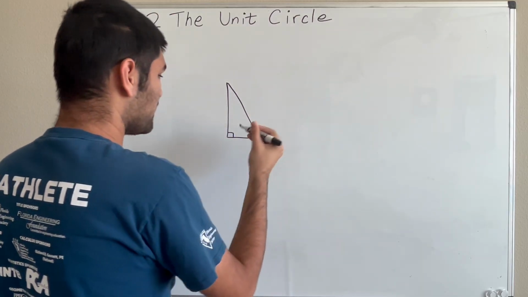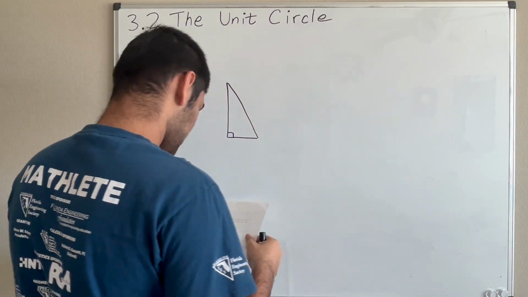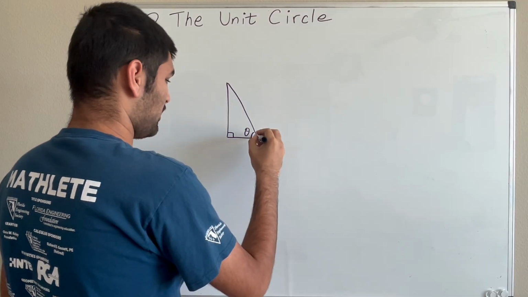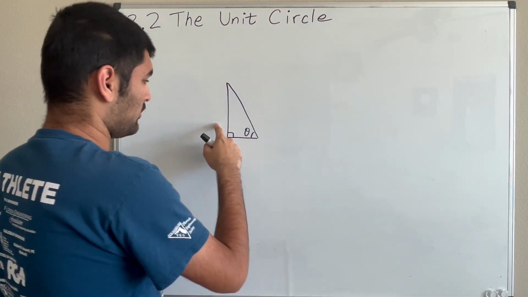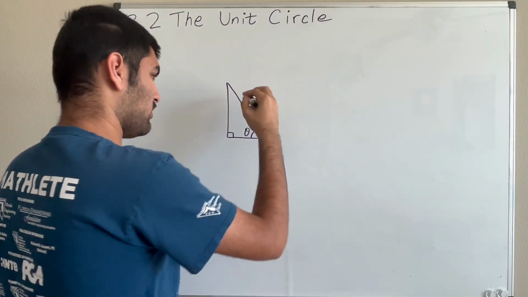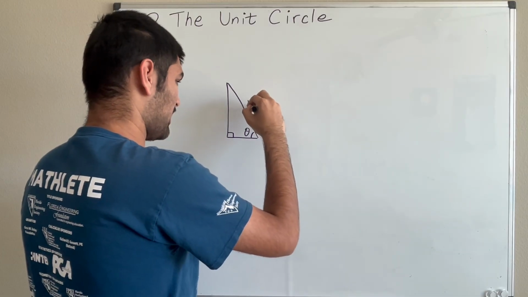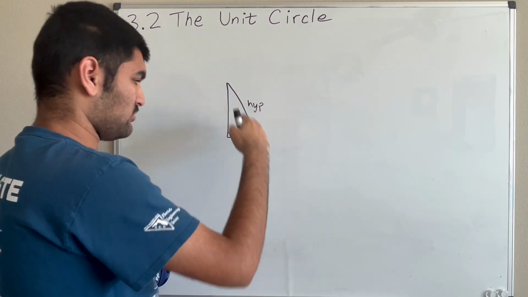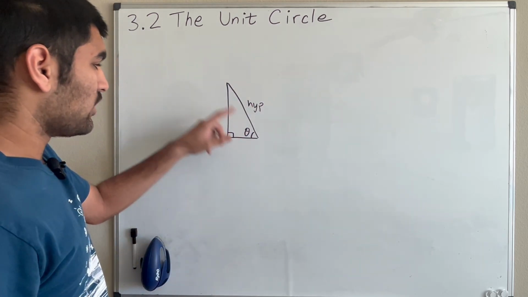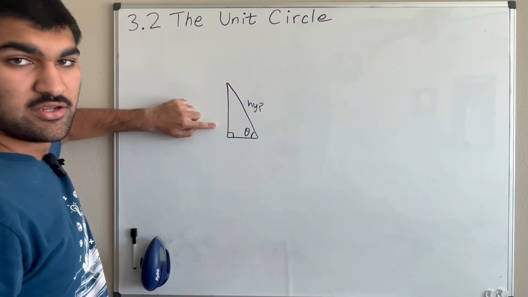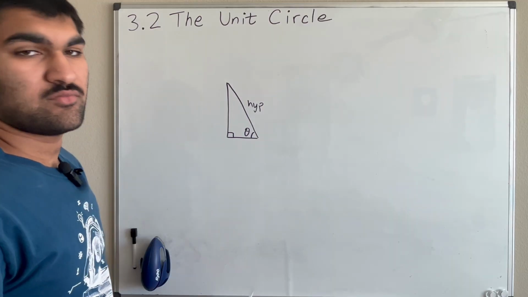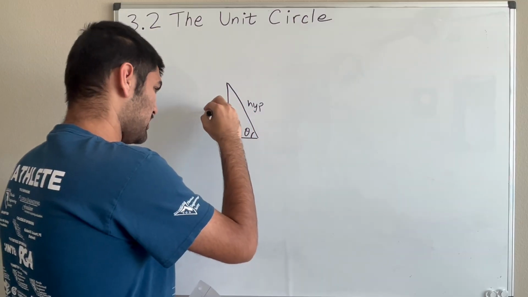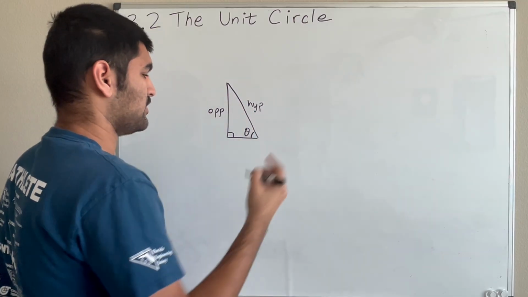So suppose we have some right triangle as such, and we have the angle theta right here. And so then the longest side of a right triangle, as you might already know, is called the hypotenuse. So I'll just abbreviate that as HYP. So that's the hypotenuse. Okay, and then the side opposite the angle, which is this side right here, that's the opposite side, right? So it's all relative to the angle theta.